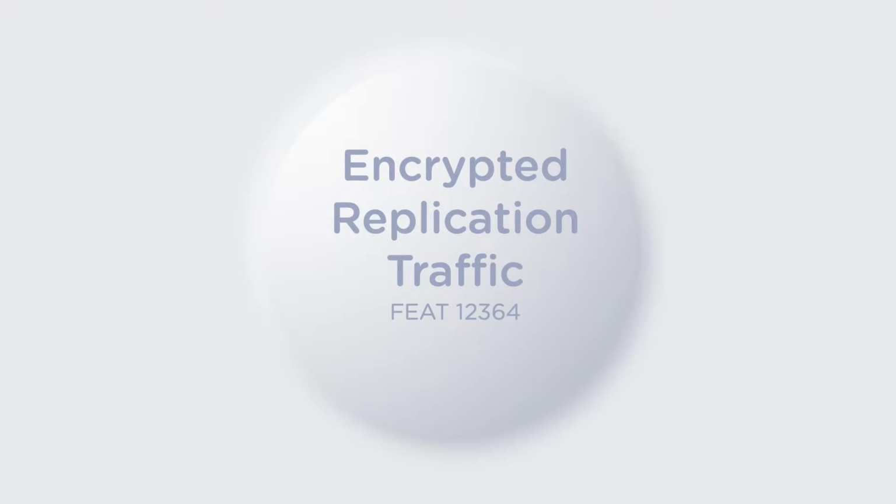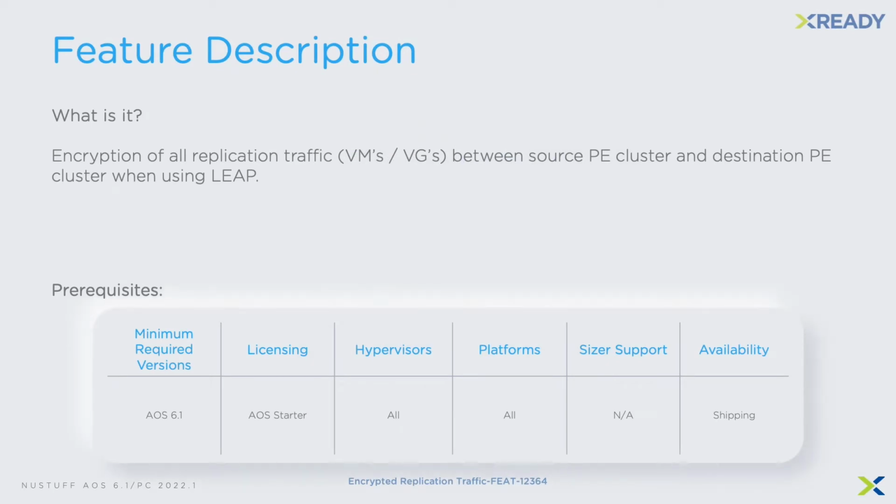Welcome to the new stuff training for feat 12364, encrypted replication traffic. So no surprise here, based on its name. As you can tell, we are essentially encrypting all replication traffic for virtual machines and for volume groups between source and target Prism Element clusters.